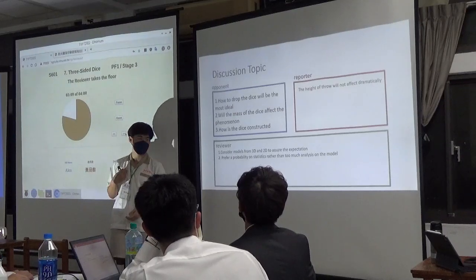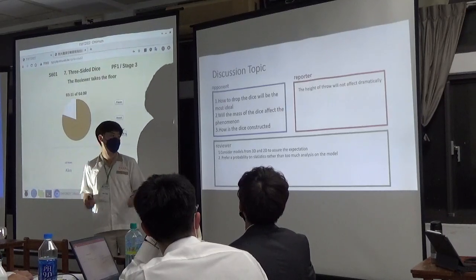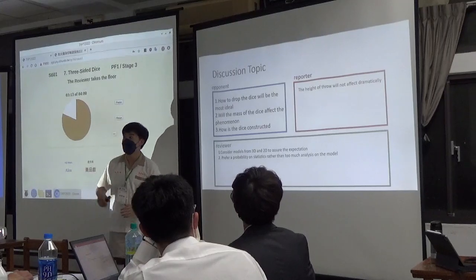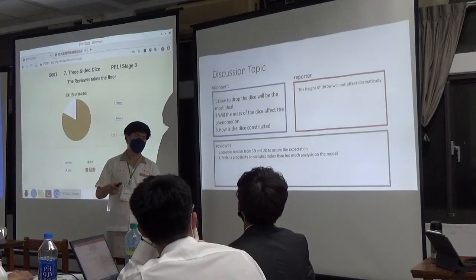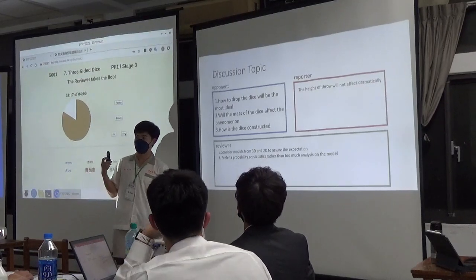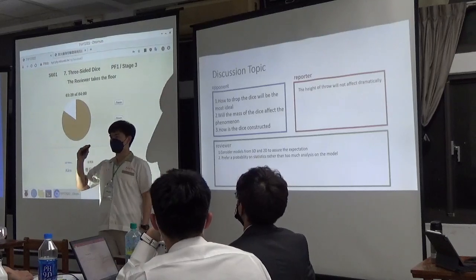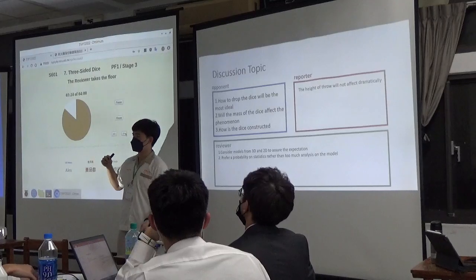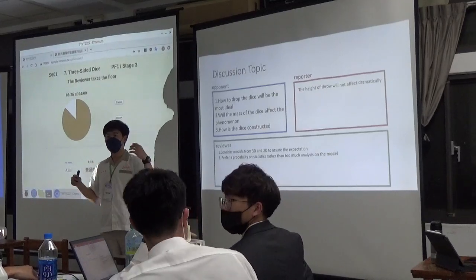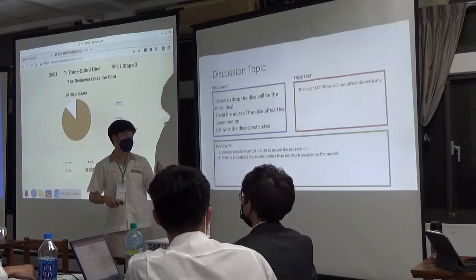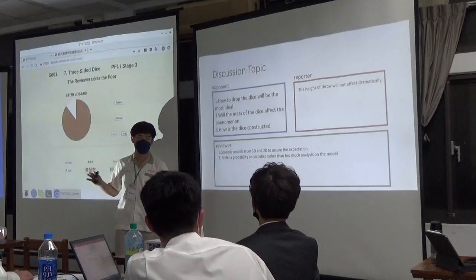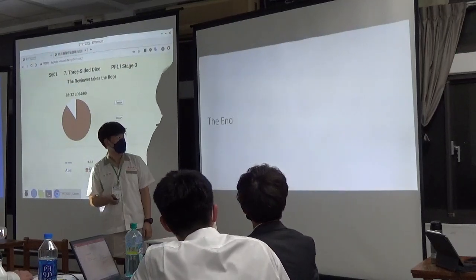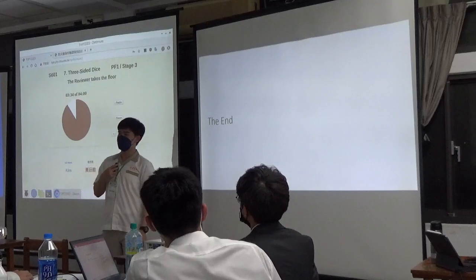And from our point of view, we considered models from 3D or 2D to assure the expectation. With many things on the model, I think it's not appropriate, because I think we have to use the easiest and most understandable way to define this dice and make it more statistical, and prefer probability and statistics rather than too much analysis on the model. Again, I believe this ends my presentation, and thank you for your attention.